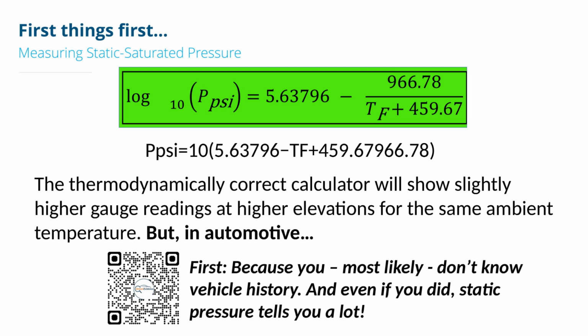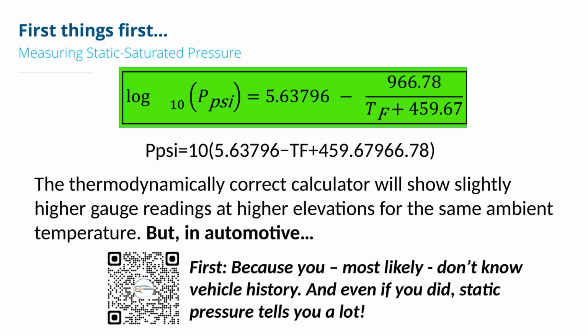And let's be honest, you don't want to calculate ambient temperature and elevation for every vehicle that comes into the shop. That's why we use the FIX, a thermodynamically correct calculator. It will display slightly lower gauge readings, manifold attached to a vehicle, at higher elevations for the same ambient temperature, but in automotive, we keep things simple.